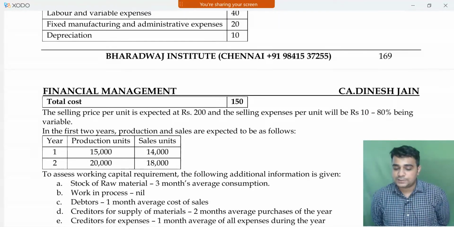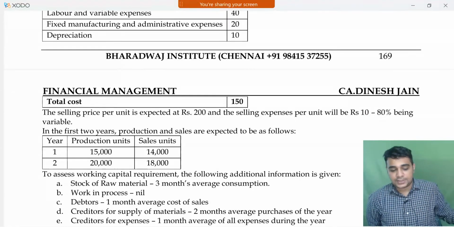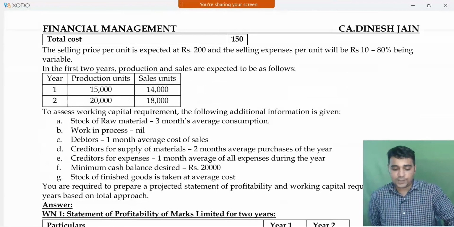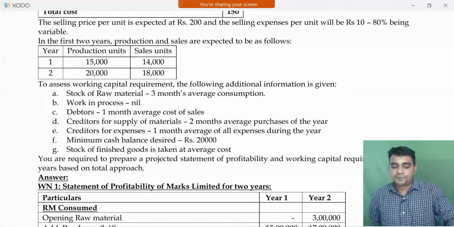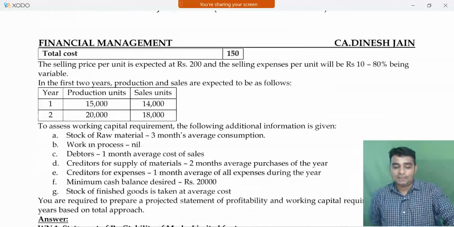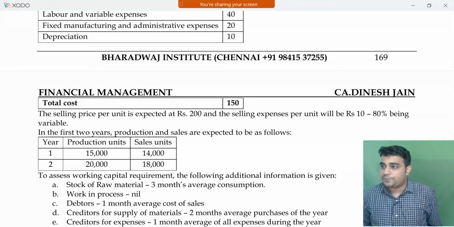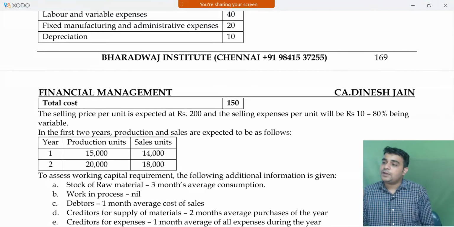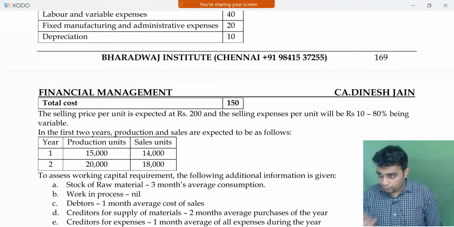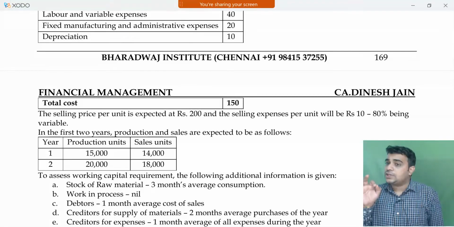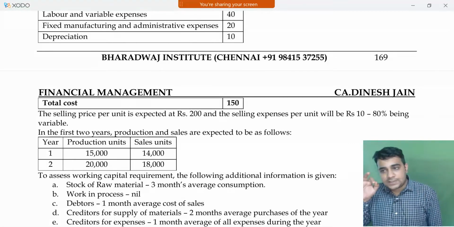In the first 2 years, production and sales are as follows. We have to assess working capital, statement of profitability and working capital based on total approach. Statement of profitability is basically the cost sheet. I'm going to just do the cost sheet again. Working capital estimation is just a formality.